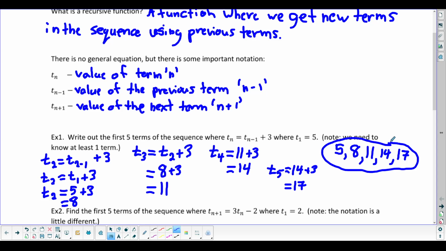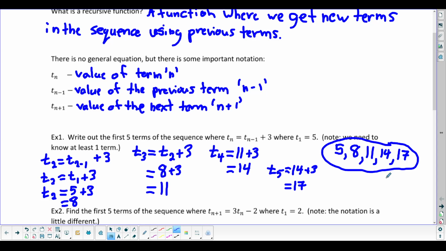One thing to note about these recursive functions is, unlike arithmetic or geometric sequence equations, those general equations, we cannot predict far into the future terms. You may note that this sequence is arithmetic: plus 3, plus 3, plus 3, plus 3. There's a constant difference. We could write an arithmetic equation for this. And if we had an arithmetic equation, we could answer a question like, what's the value of term 100? We just plug in 100 for n into our general equation, and we could solve for the value of term 100.